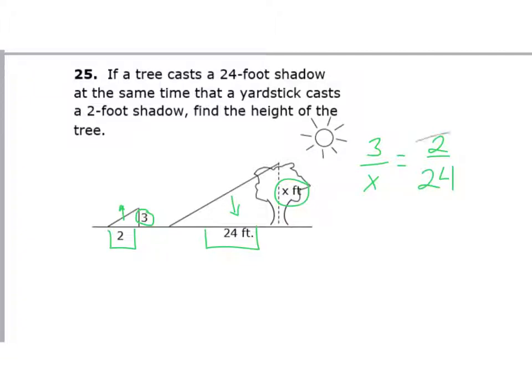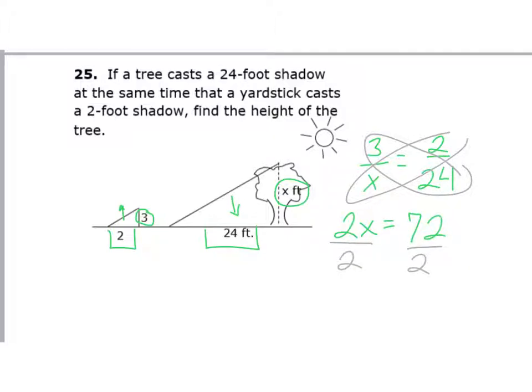And then all I need to do is cross multiply. 2 times x equals 3 times 24. And then divide both sides by 2, division property of equality. X equals 72 divided by 2, which is 36. My units in the problem are feet, so my tree is 36 feet tall.